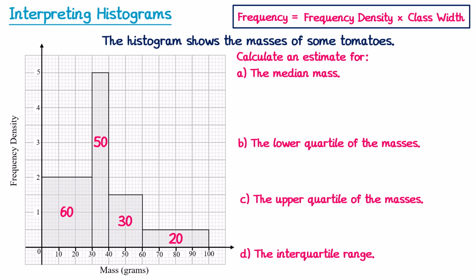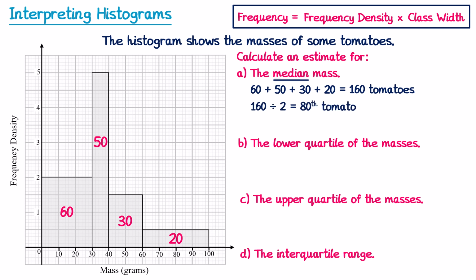So to find the median mass, we first need to know how many tomatoes there were altogether. To do that, we just add up all of those frequencies, so 60 plus 50 plus 30 plus 20. This gives you 160, so there are 160 tomatoes in total. Now we need to find the median mass. The median is the one that's in the middle. Well, if there are 160 tomatoes, we can find the middle by doing 160 divided by 2, which would be 80.